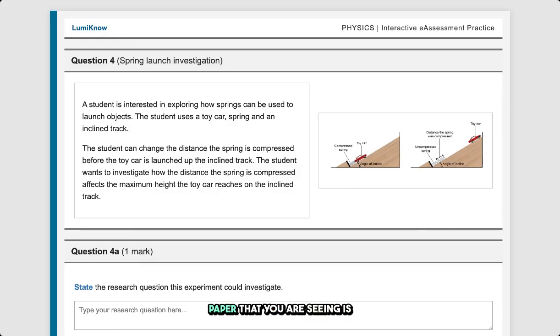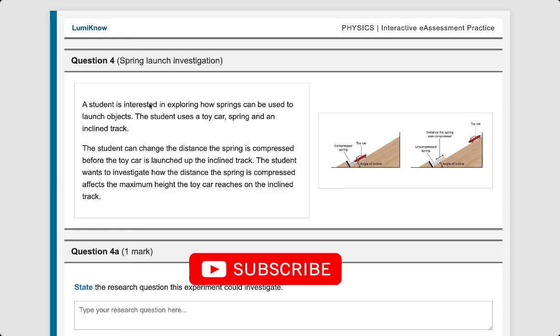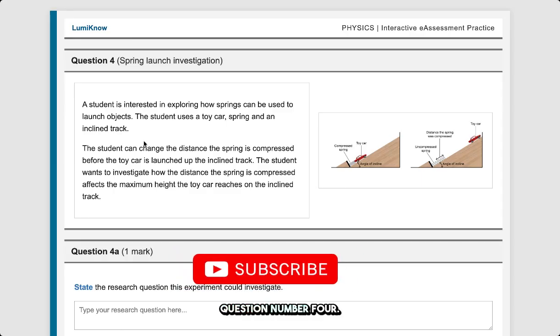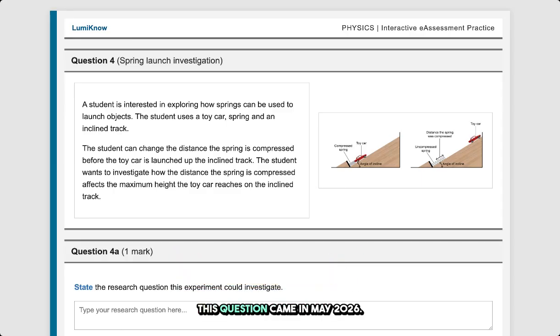So this question paper that you are seeing is not the original question paper, but it has been recreated, and this is May 2026 question number 4. This question came in May 2026, and it is a criterion B and C type of question in which we study a spring launch investigation. So let us try to understand and answer this question.